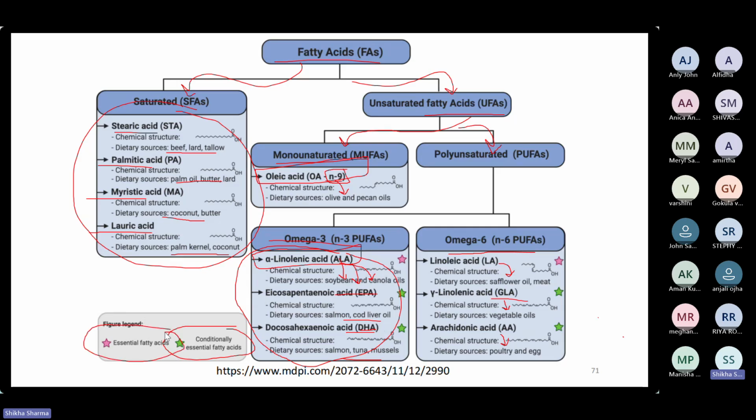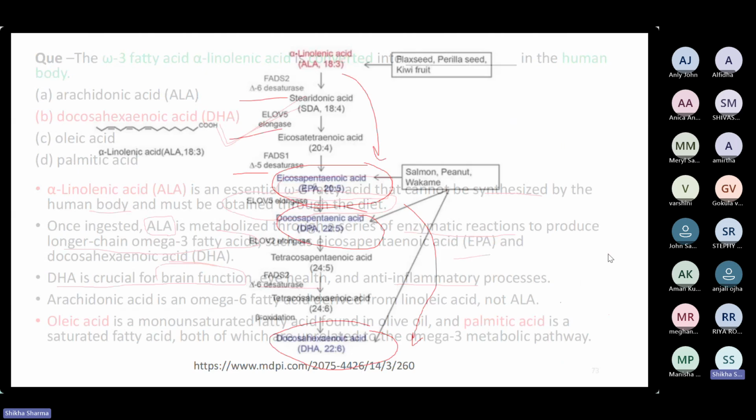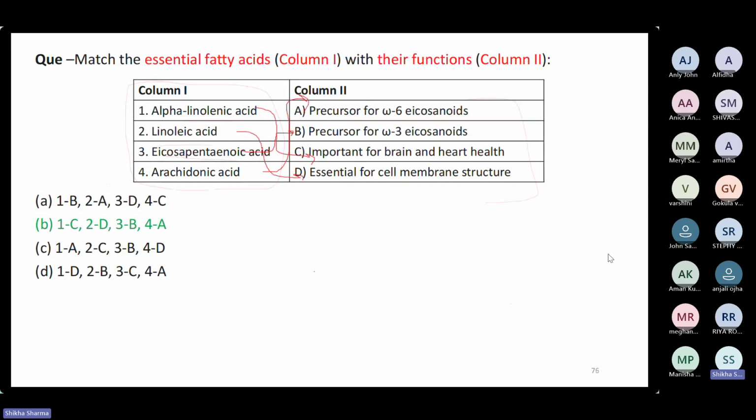So our body must obtain them from the plants or from different fatty oil sources from the outside. We need ALA and LA because they are the essential fatty acids, while others can be synthesized in the body. So they are conditionally essential. They are essential, but they can be synthesized in our body.